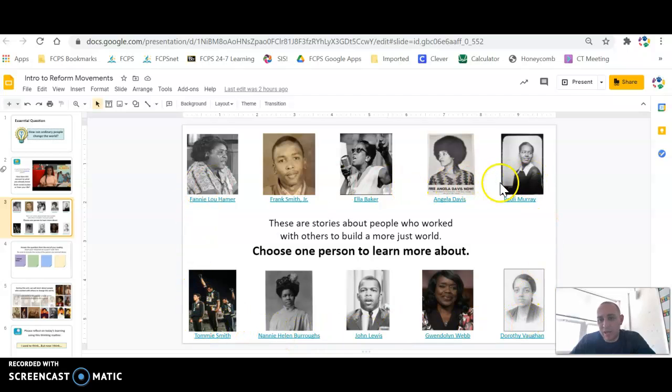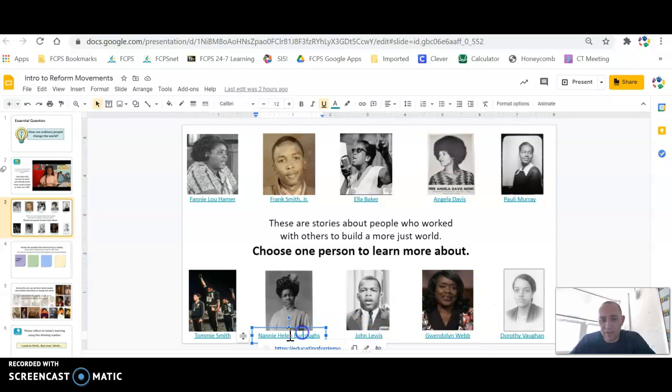And what you're going to do is you're going to pick one. So you might want to preview a few of them by clicking on their names, seeing what they're all about. But you're going to pick one to read about. Each one has like a 2-pager or a 1.5-pager. And at the end of the reading, there's 3 questions for each person.